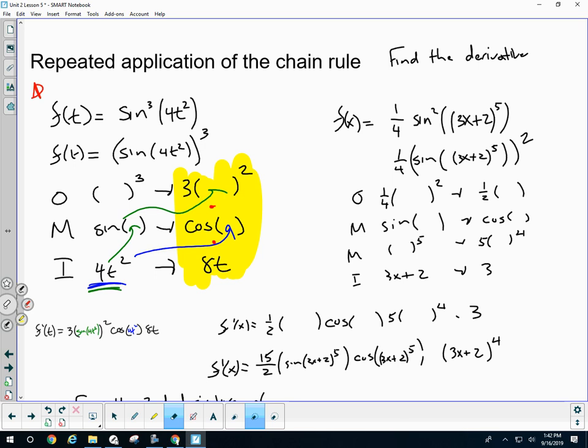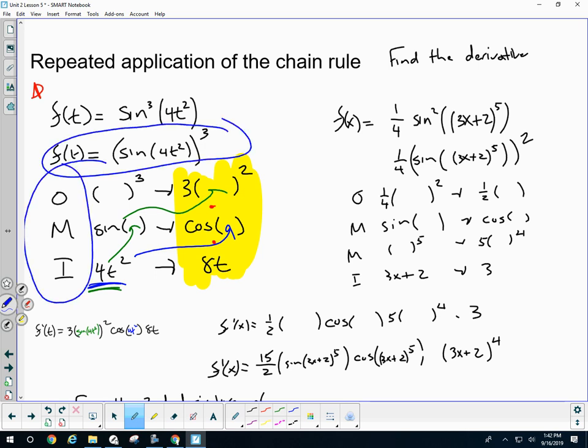That's just like an overkill example. For a test or a quiz, the most you will be expected to take the derivative of in terms of compositions are 3 composed functions. You will be expected to take the derivative of an outside, a middle, and an inside. I don't think I've ever seen a composition of 4 things on a test. Okay? Moving on.